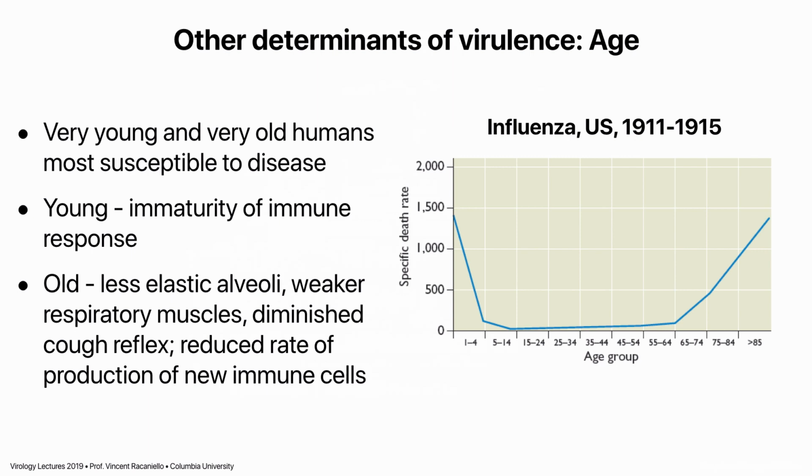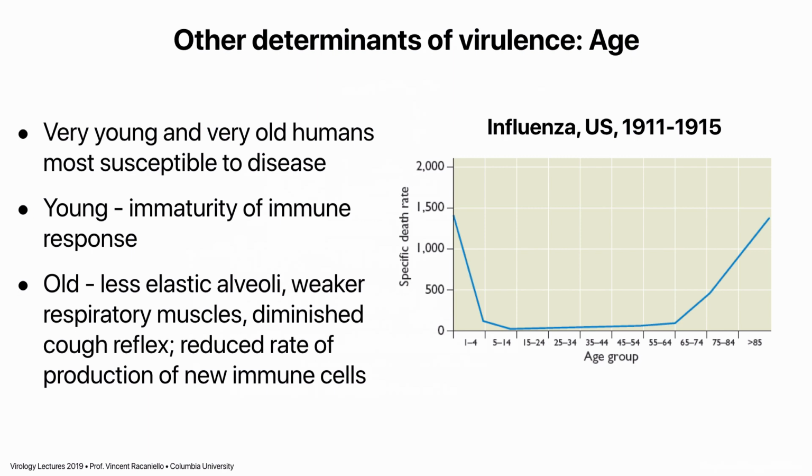There are other determinants of virulence in the host that I want to tell you about, though we really do not understand how they work. One of them is age. In general, very young people and very old people are more susceptible to viral disease than people in the middle in terms of age. And we think it's because in young people, the immune response is not yet mature, so it can't handle the infection. In old people, it's diminishing. The immune responses are diminishing in effectiveness.